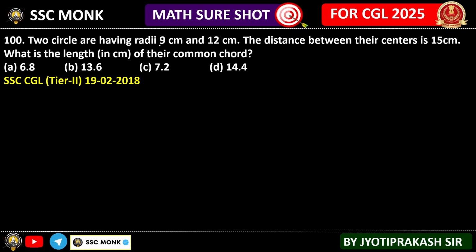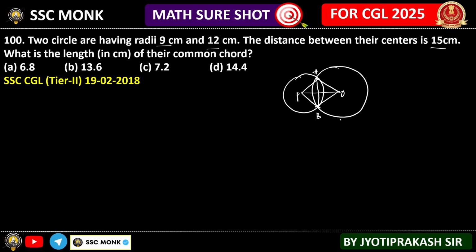Next, it is an interesting question. It is saying two circles having radius 9 and 12 centimeter. Distance between their centers is 15 centimeter. So this is one circle. This is another circle. So the center distance is equal to 15 centimeter. It is asking about this chord length. Clear? Now this one are equal as their radius. This one are equal as their radius. Let's say this is O, this is P, this is A, this is B.